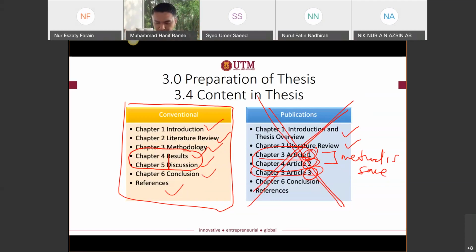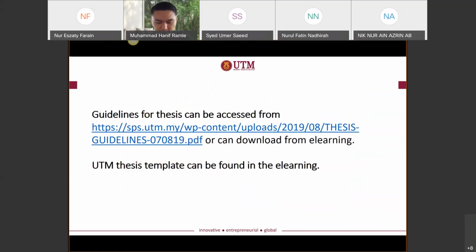Okay, the guideline for the thesis can be downloaded from here. You can get the UTM thesis template from e-learning later on. I will upload the UTM thesis template in e-learning.